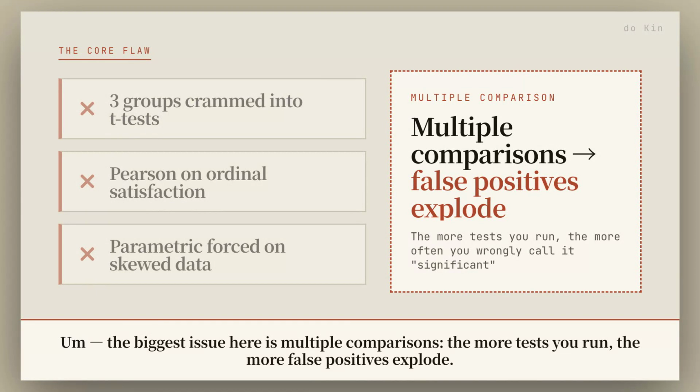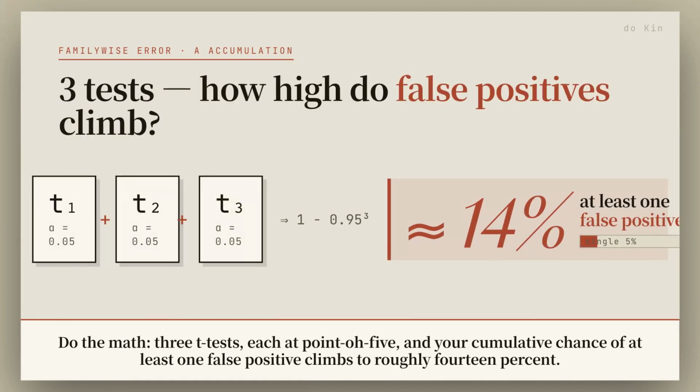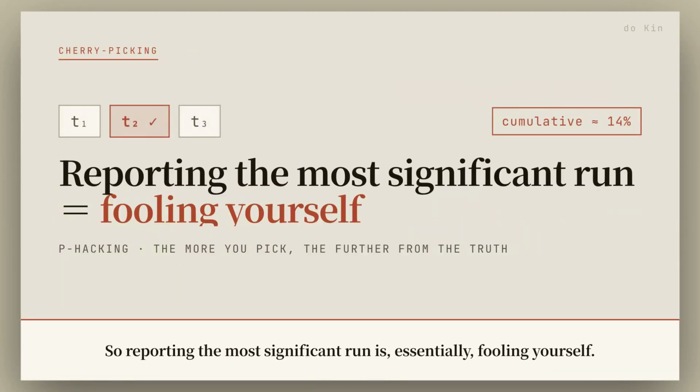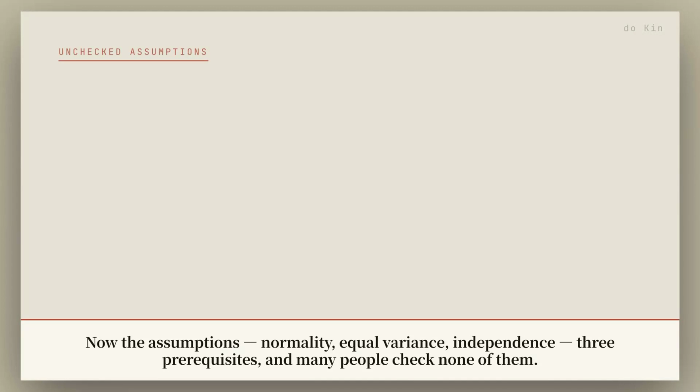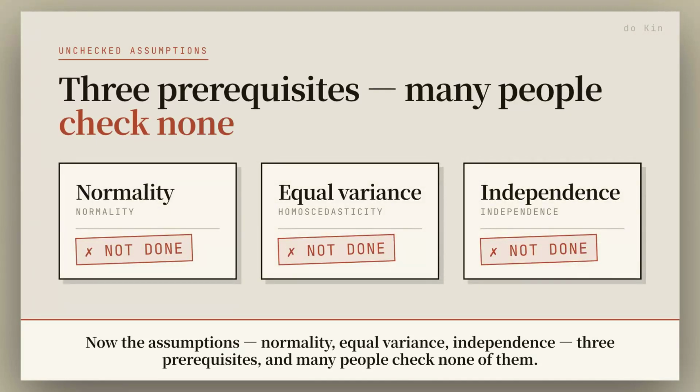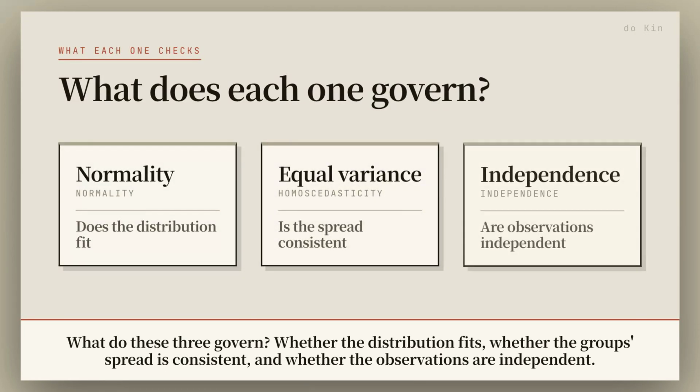The more tests you run, the more false positives explode. Do the math. 3 t-tests, each at 0.05, and your cumulative chance of at least one false positive climbs to roughly 14%. So reporting the most significant run is essentially fooling yourself. Now the assumptions: normality, equal variance, independence, 3 prerequisites, and many people check none of them. What do these 3 govern? Whether the distribution fits, whether the group spread is consistent, and whether the observations are independent.